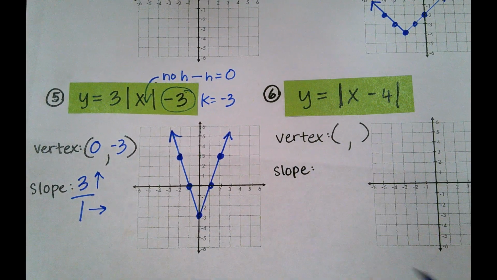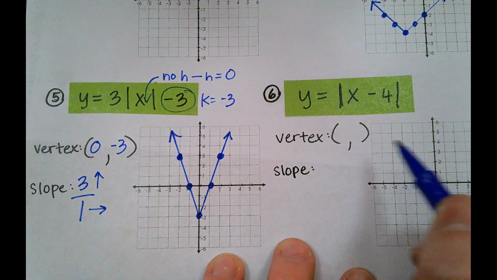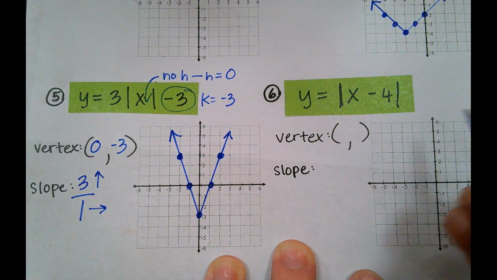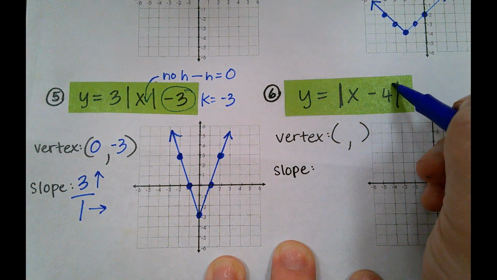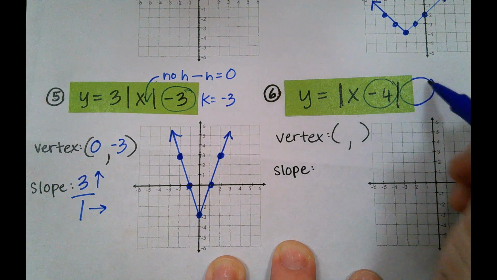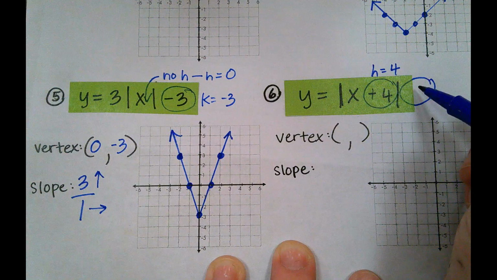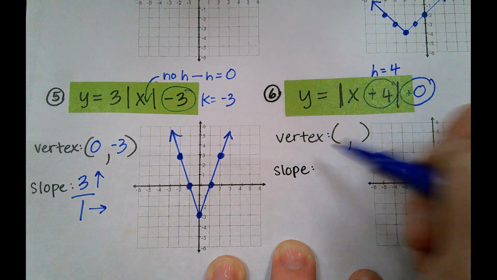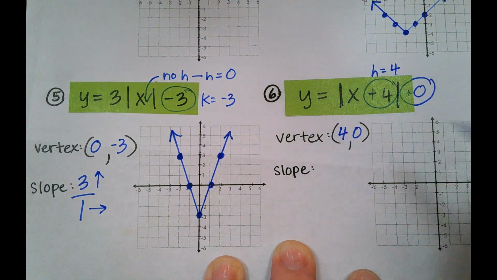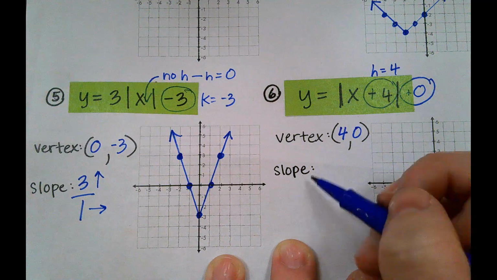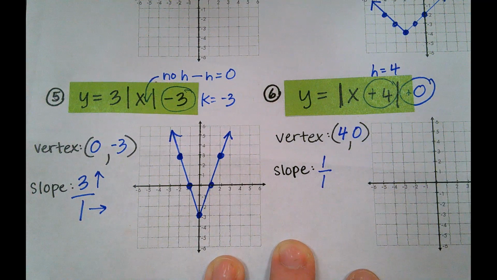Brandon, you do this one again. Tell me 6. So for this one, your vertex would be 4 and 0, because there is no K. Okay, so H is +4 because we did the opposite. K is 0. So our vertex is 4, 0. And slope would be 1 over 1.